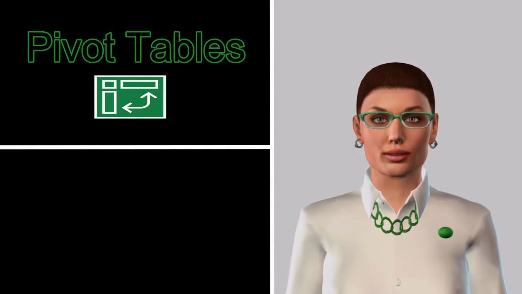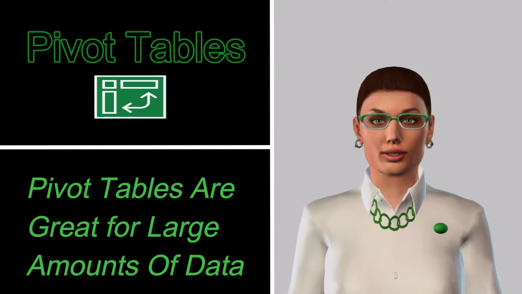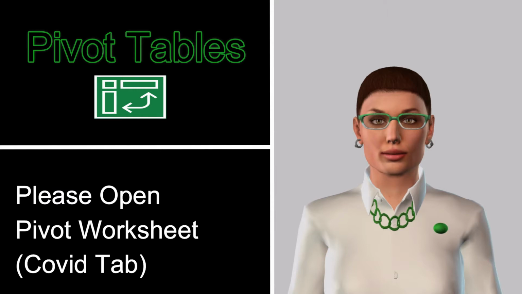Today, we will create a pivot table based on a large number of records. Today's data has over 50,000, which is perfect for creating a pivot table. We'll also take a look at the Pivot Table Analyze tab as well as the Design tab. These tools are only accessible when we are working within the pivot table, as today's video will demonstrate. Please open the Pivot worksheet and go to the COVID tab to follow along in this lesson.